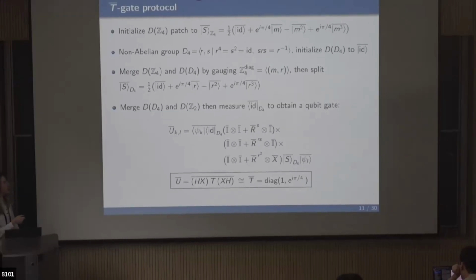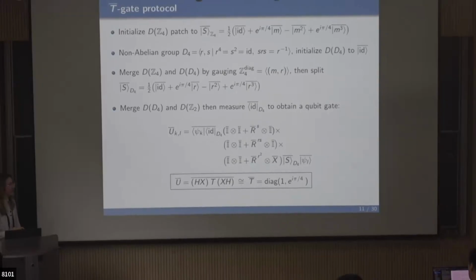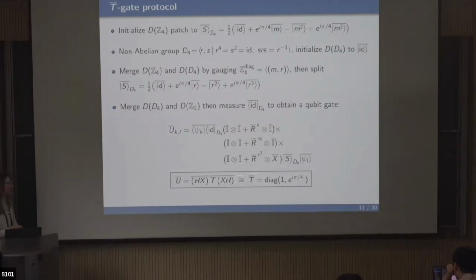Now, to merge and split into Z2, we first perform this operation, which, as we see, entangles the patches, the D4 and the Z2. And then we basically apply these operators on the boundary of the Z4 patch. And finally, we measure out the identity logical state in D4. So this combined logical operation is actually equivalent to the T gate. Okay.